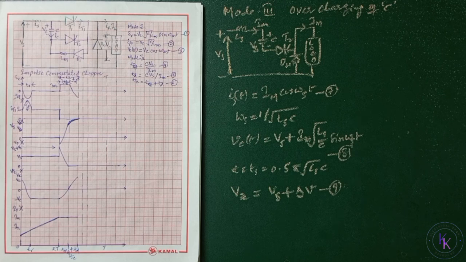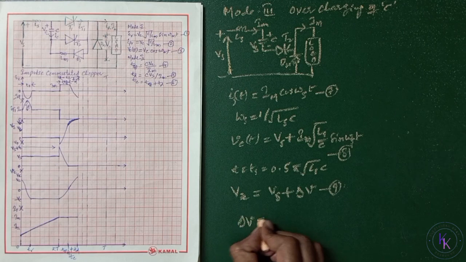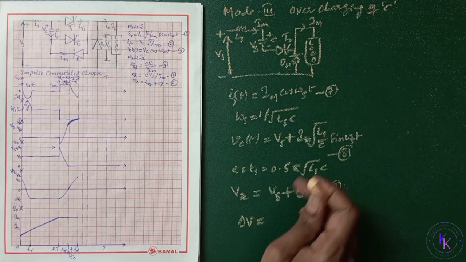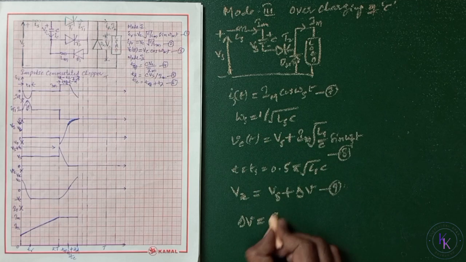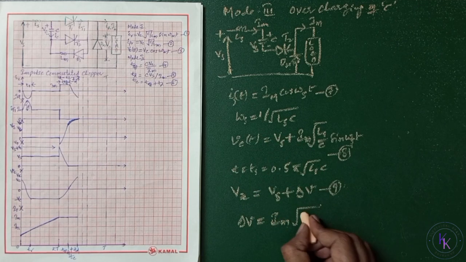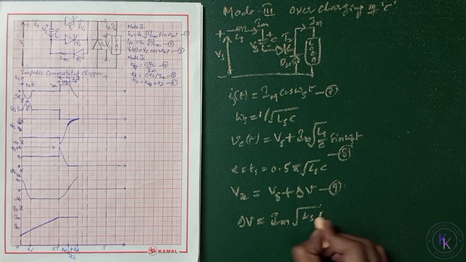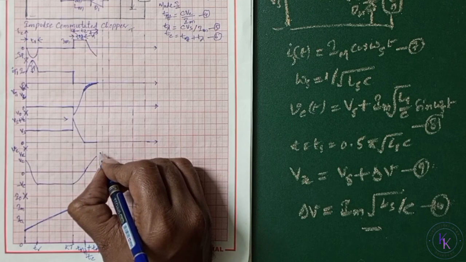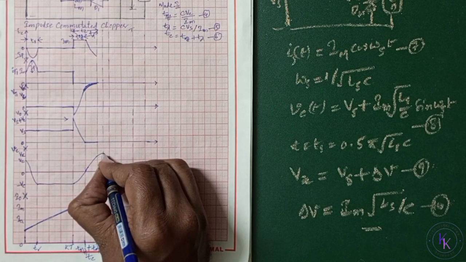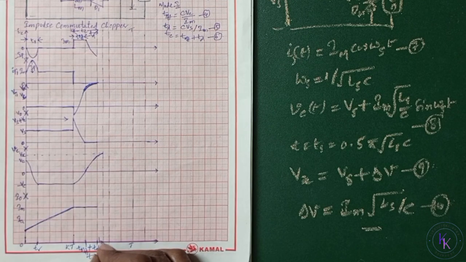where ΔV and Vx are the overvoltage and the peak voltage of the commutation capacitor respectively. Now the overcharging voltage ΔV is given by, when you compare equations 8 and 9, Vs equals Vs, then ΔV equals Im times the square root of Ls divided by C. This is the peak value, equation number 10, during which the capacitor voltage is going to reach the peak value of Vx. This is the Ts value.